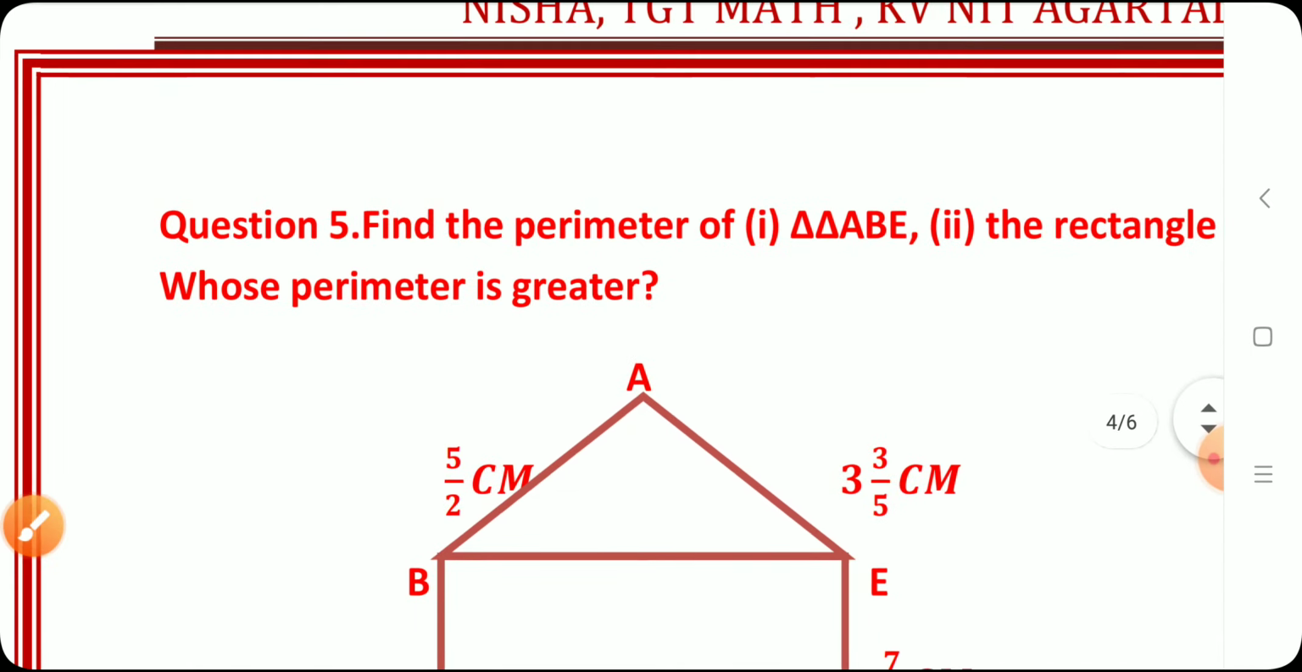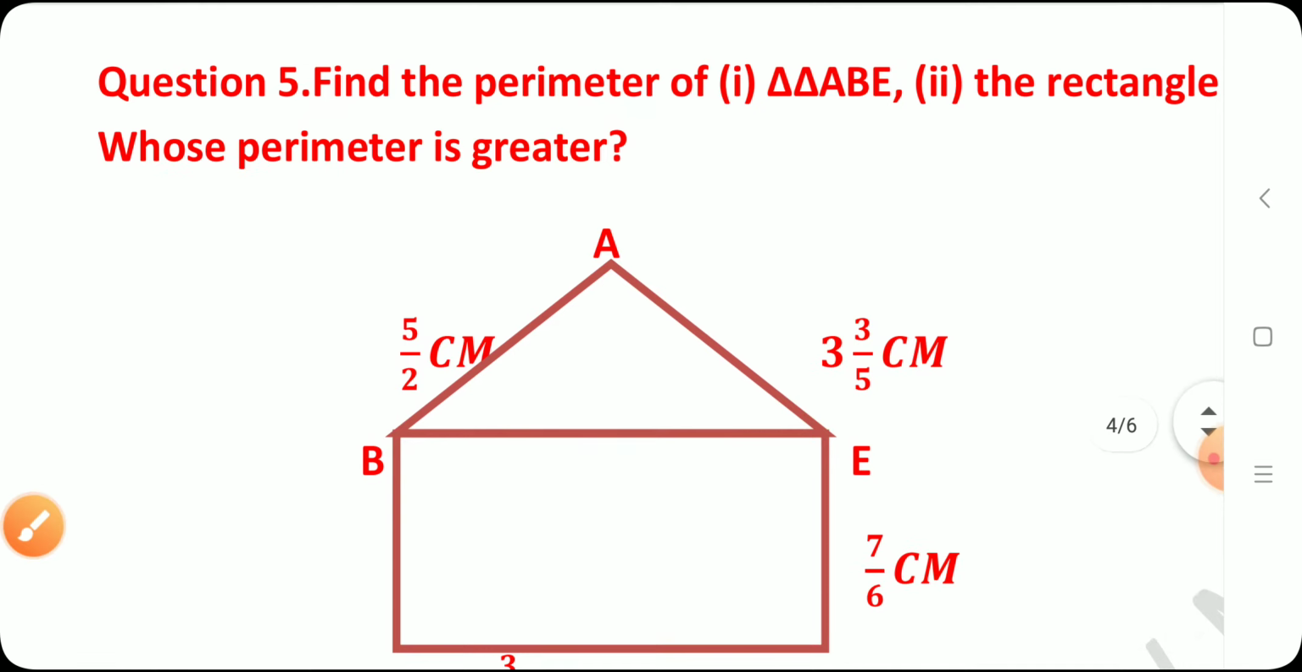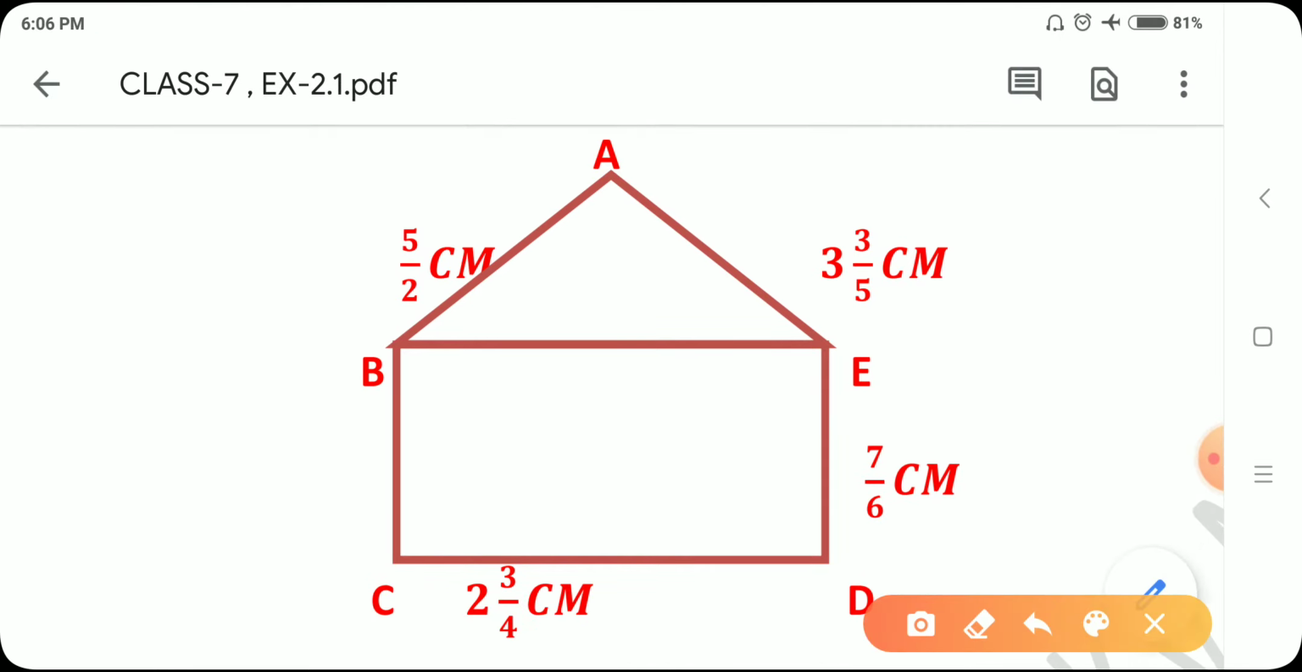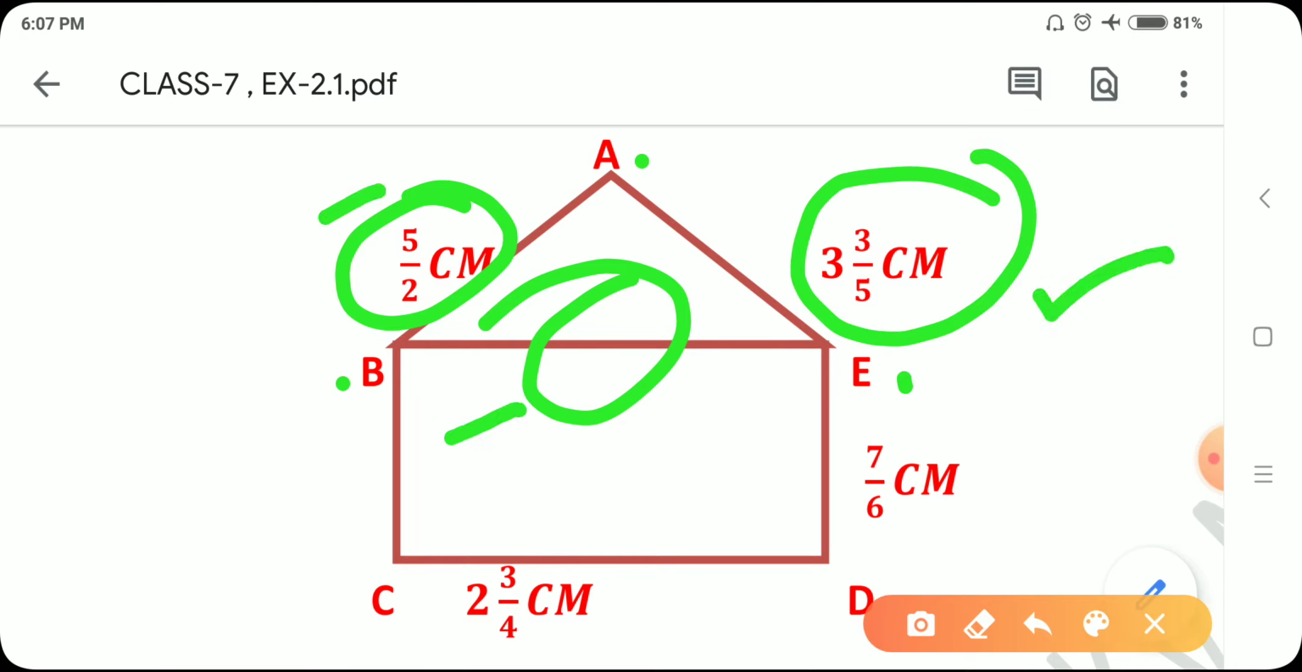Moving on to the next question, that is question number 5. Find the perimeter of triangle ABE. Now finding the perimeter. So perimeter means you have to add the sum of the boundary. ABE. Now this side is 5 by 2, this side is 2 3 by 4 centimeter and 3 by 5 centimeter. So adding these three fractions, we will get the perimeter.